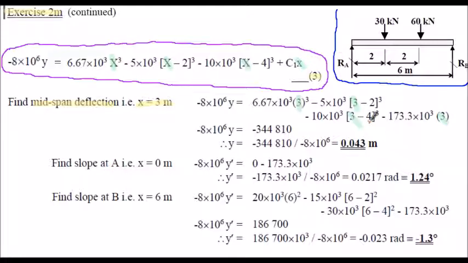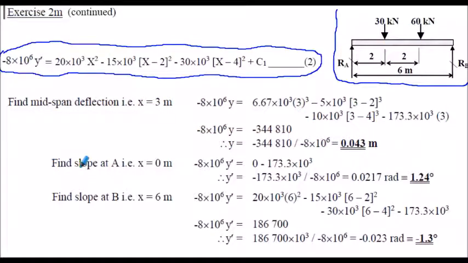What we notice though, inside the square bracket, the numerical value is negative, so we always ignore negative brackets in our step functions. So evaluating the right hand side above, we get negative 344,810. That's still equal to the negative 8 times 10 to the 6 multiplied by y. We just now simply divide both sides by the negative 8 times 10 to the 6. And that evaluates to 0.043 meters or 43 millimeters. So that's our central deflection here for the beam configuration shown.